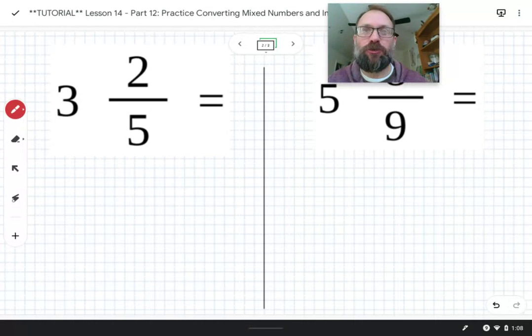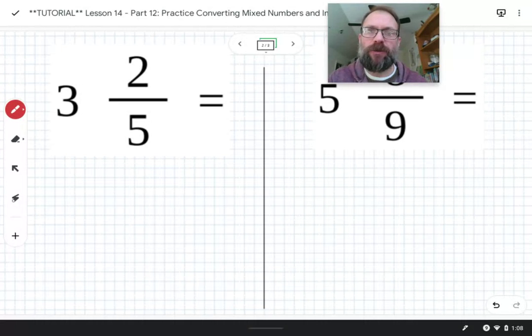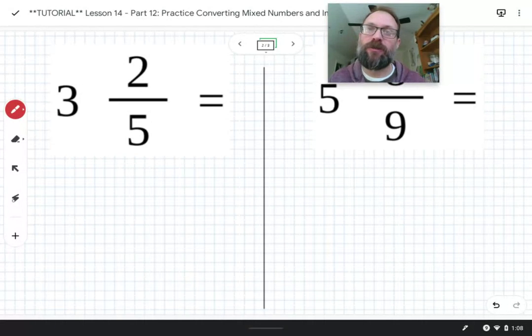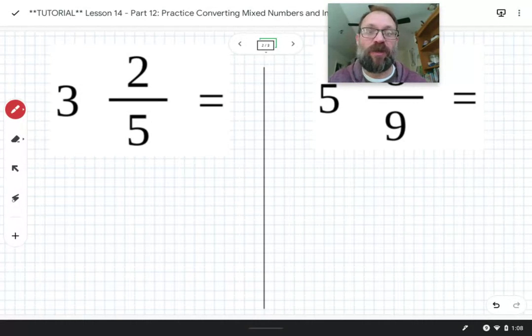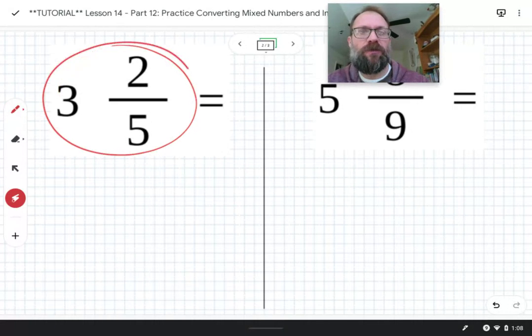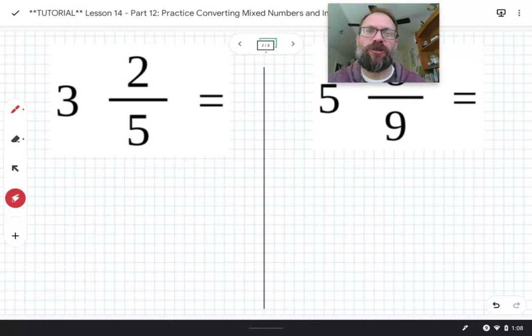Okay, welcome to this tutorial where we review how to convert mixed numbers to improper fractions and improper fractions to mixed numbers. We're going to do two examples of each today. Let's get started. Here we see 3 2/5, and we're asked to convert that into an improper fraction.